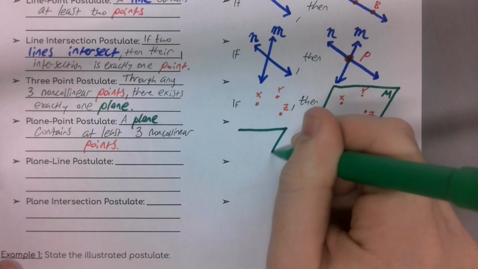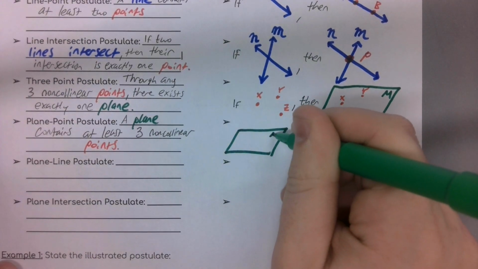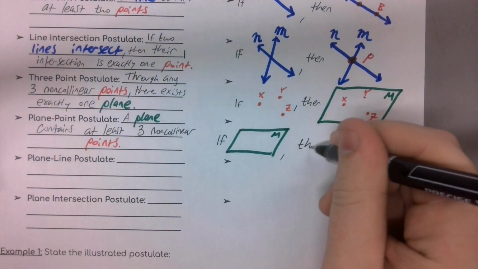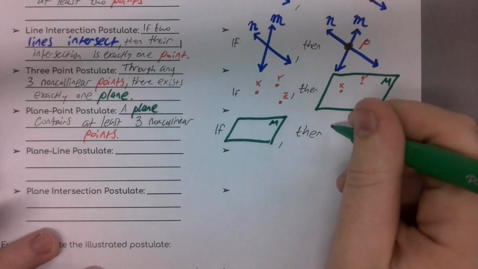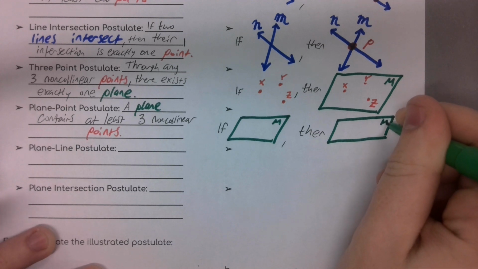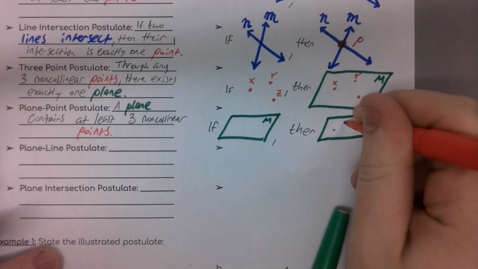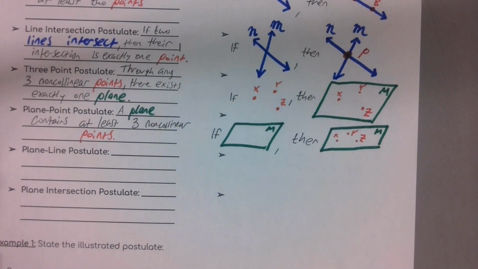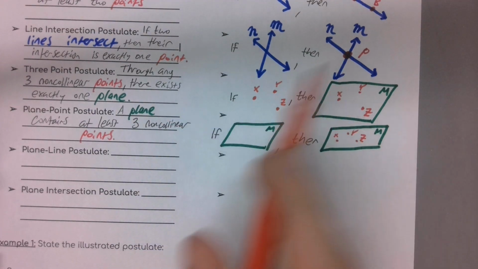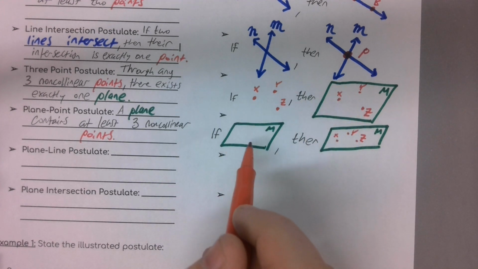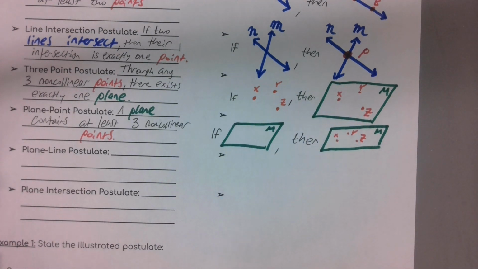So if I start off with my shape like this, I'll call it plane M. Forgot the word if, sorry. If plane M exists, then we can create 3 unique and non-collinear points on plane M. Again, I'll call them X, Y, and Z so we can compare the two. Done. These two are now handled. This one starts with 3 points and says you're allowed to make a plane around them. This one starts with a plane and says you're allowed to put 3 points on it.